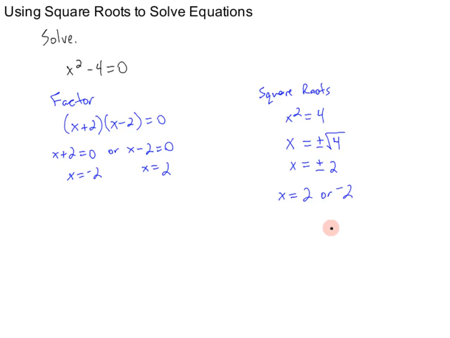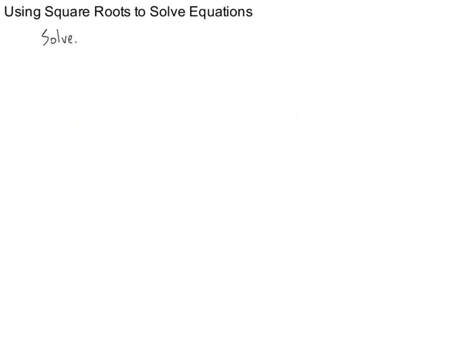Okay, so the key is that when you take the square root of both sides, you have to do a plus or minus so that you get both of the square roots. So you can see that in either case you get the same set of solutions. Okay, so that was a simple example.